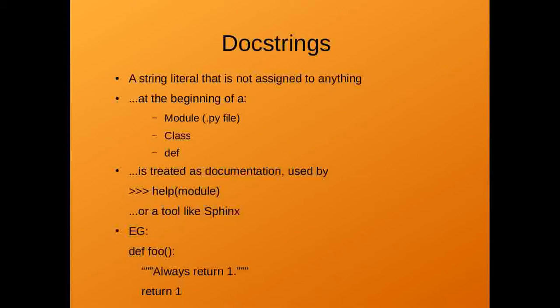And when you do that help of module, it will output the docstring for module.py, or it might be in C or some other language. Also, a nice tool like Sphinx or Epydoc will extract all of your docstrings and output HTML or whatever other documentation format. And here's a really simple example of using a docstring. Now, my presentation software has kind of mangled those quotes. It's simply 3 double quotes at the beginning and 3 double quotes at the end. They don't actually have to be double quotes, but there are tools that want you to use double quotes.